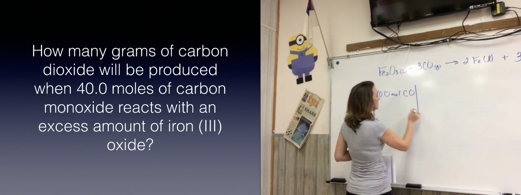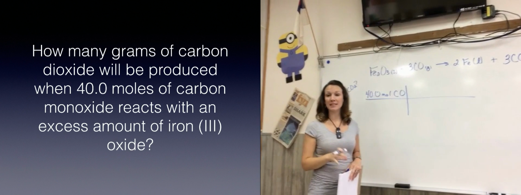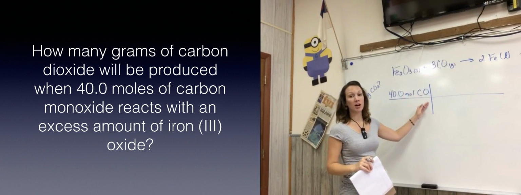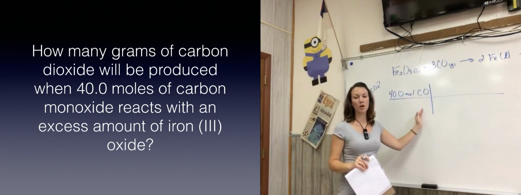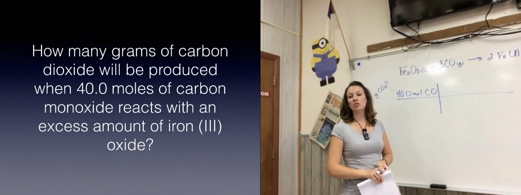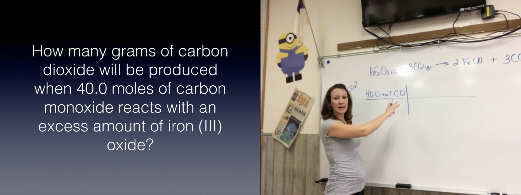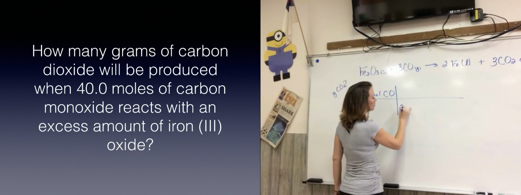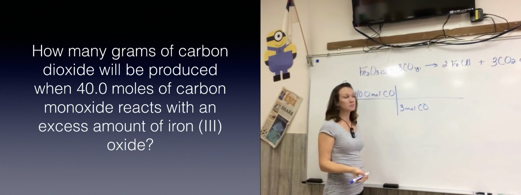So the very first thing we need to do is convert from moles of carbon monoxide to moles of carbon dioxide. We can't just go straight from moles of carbon monoxide to grams of carbon dioxide. You have to do everything in moles first when you go from one compound to another compound. So remember, when we do that, what you need to look at are your coefficients, your mole ratios. We need moles of carbon monoxide on the bottom. When we look up here, we have a 3 coefficient. So I'm going to put 3 moles of carbon monoxide on the bottom.